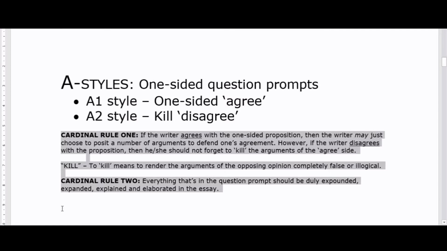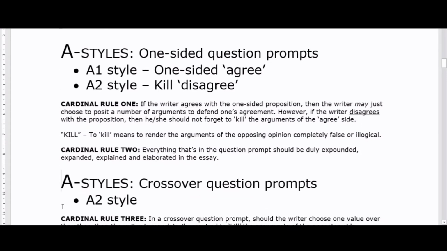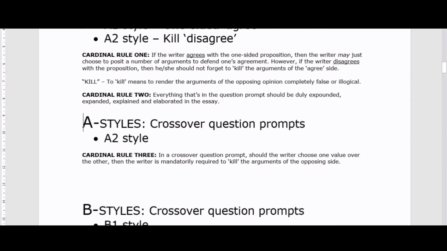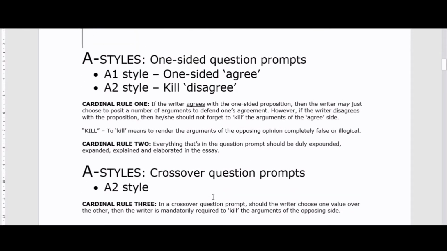Related to the A styles are crossover A styles. For the crossover question prompts, particularly the A style, there are indeed to what extent questions that explicitly mention two sides of a particular issue. So for all intents and purposes, we cannot call them one-sided question prompts, even though it's a to what extent do you agree or disagree question. If it's a to what extent question but it explicitly mentions two sides of a particular issue, then we are confronted with a crossover question prompt.